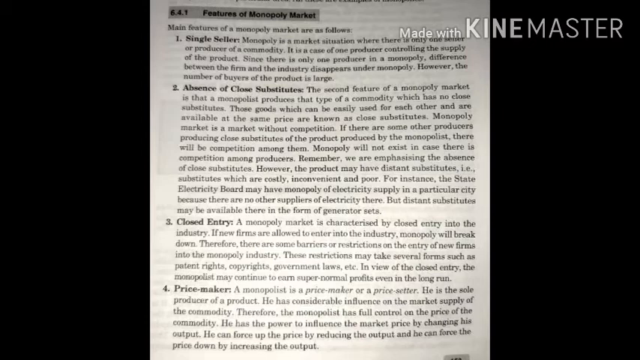Next is price maker. A monopolist is a price maker as there are no other sellers available in the market. He is the sole producer of the product. He has considerable influence on the market supply of the commodity. Therefore, the monopolist has full control on the price of the commodity. He has the power to influence the market price by changing his output. He can force up the price by reducing the output, and he can force the price down by increasing the output.